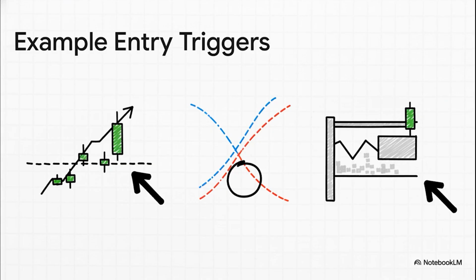And these triggers can be incredibly specific. Your entry could be the moment a stock's price breaks and closes above a major resistance level. Or maybe it's when the 10-day moving average crosses above the 20-day. It could even be the confirmation of something like a bull flag pattern. Whatever it is, the key is that you decided on it hours or even days in advance.